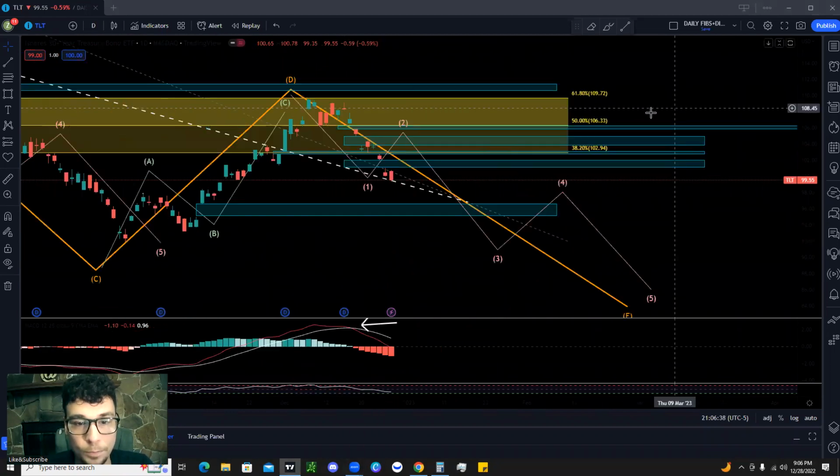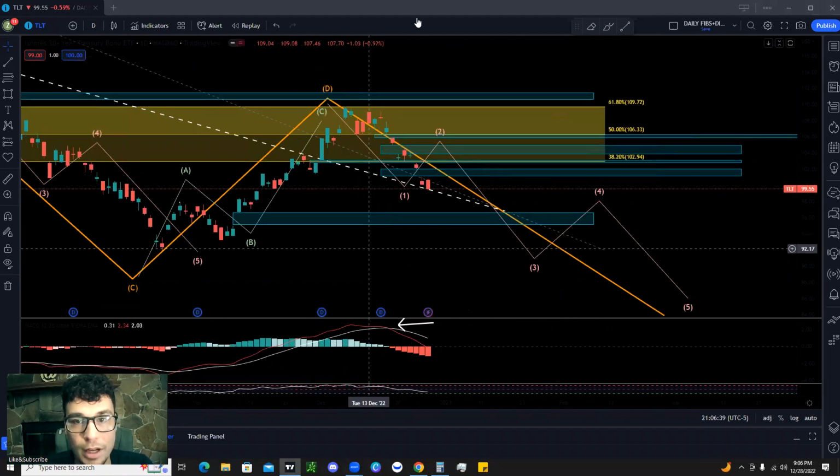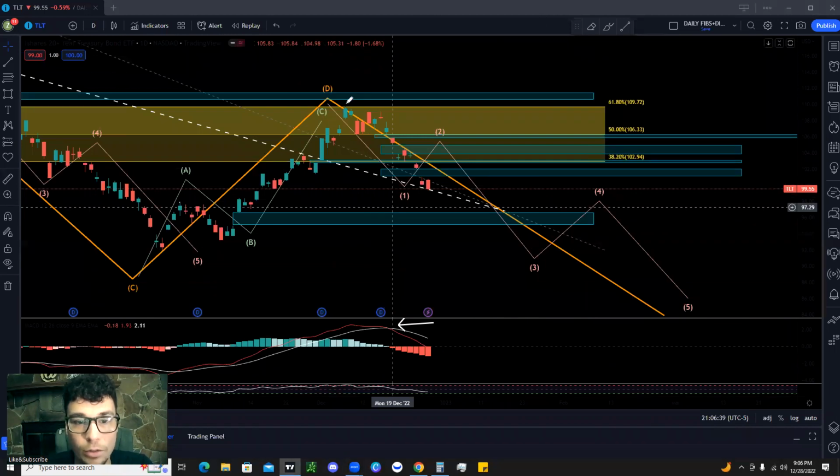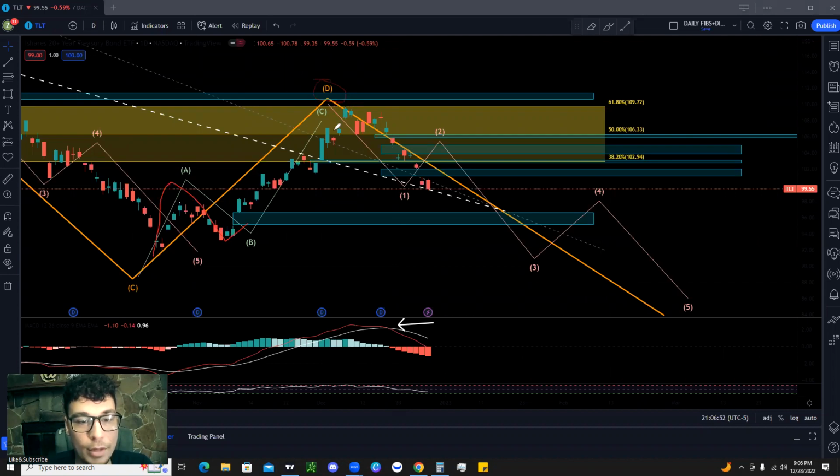We're going to zoom in now, so you can really get a much better sense. And look at how exact we got rejected right here at our 61.8 retracement level of 109.72. Since then, that has marked our completion of our wave 4 up, which again is that ABC wave up. So now we're looking for a 5-wave move to the downside.